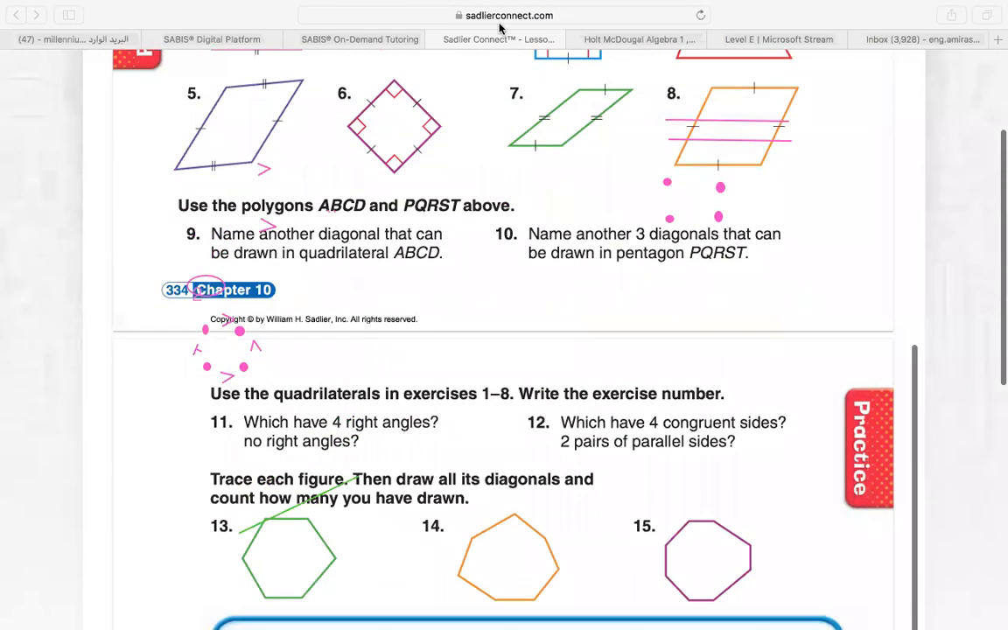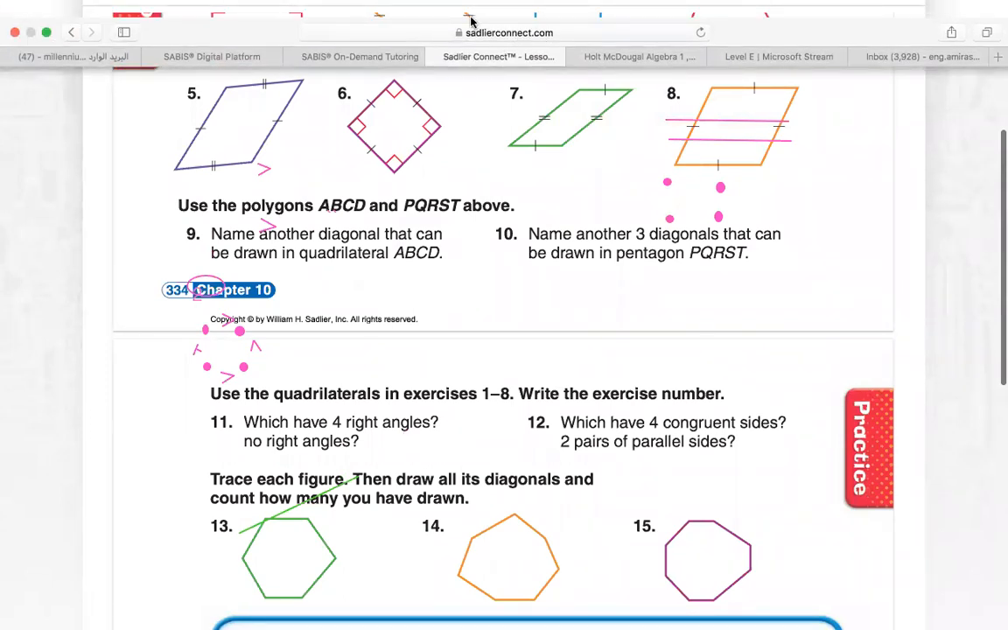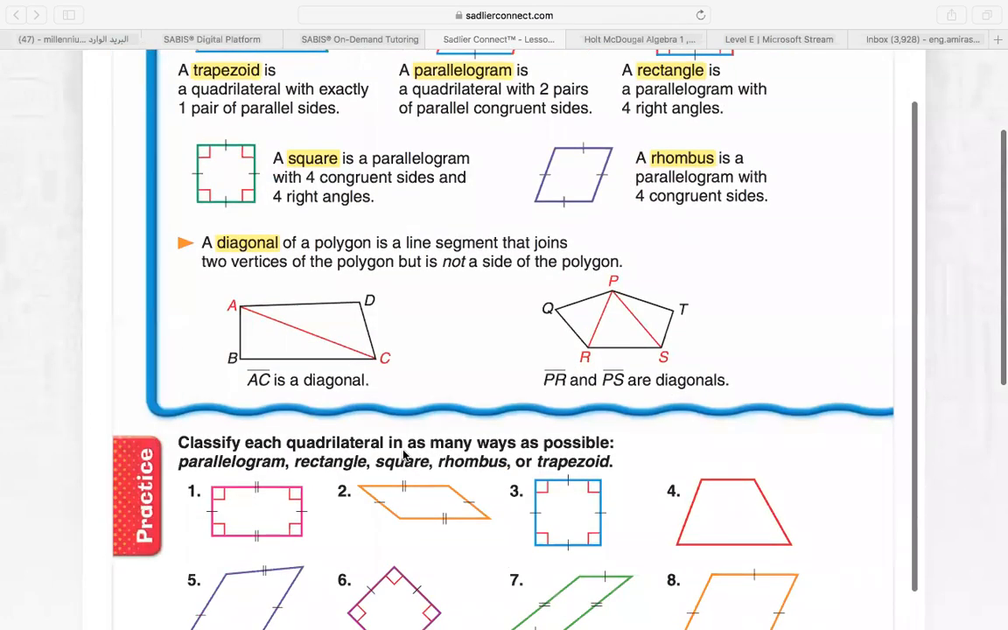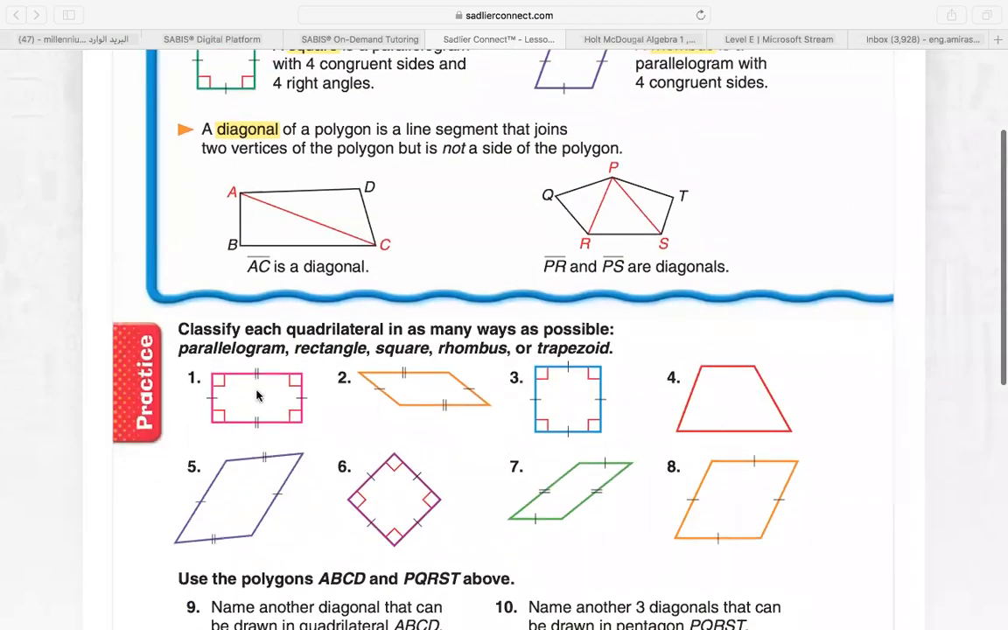Okay, if we are going to answer some questions fast, for example here, classify each quadrilateral in as many ways as possible. So this one is rectangle, 1 is rectangle, you have to write fast, okay? 1 is rectangle, 2 is parallelogram, 3 is square, 4 is trapezoid, 5 is parallelogram, 6 is square, 7 is parallelogram, and 8 is rhombus.